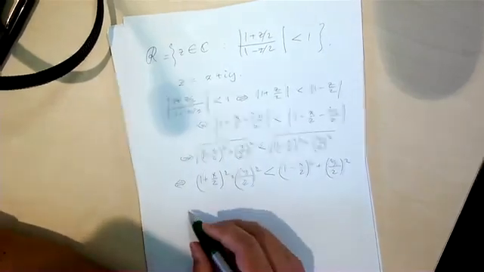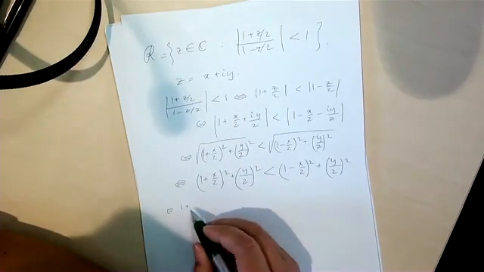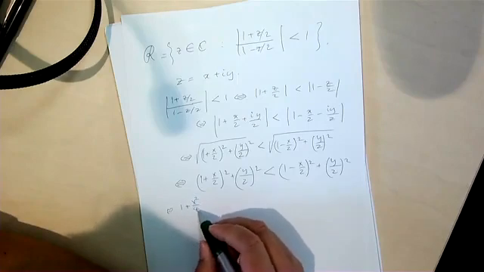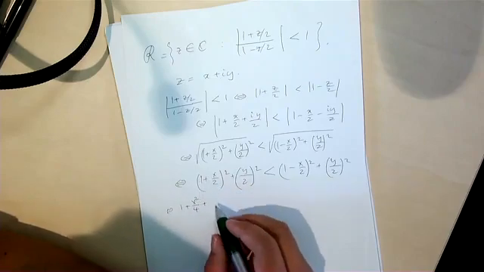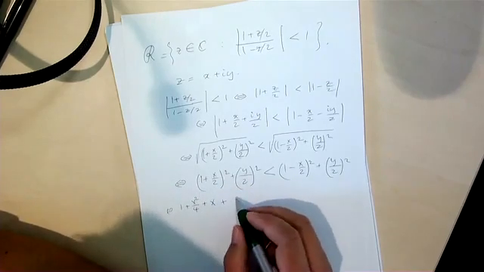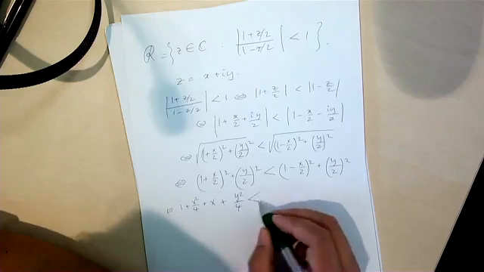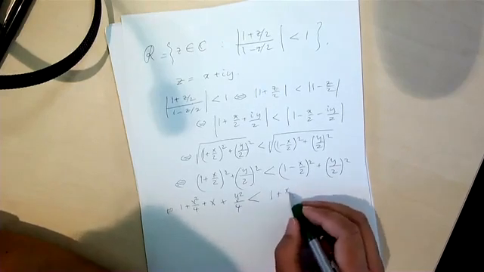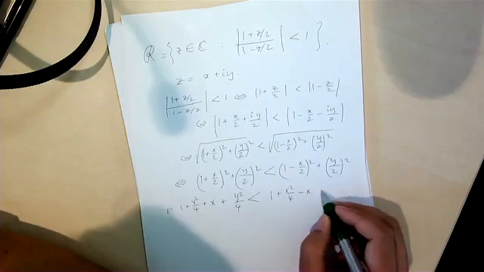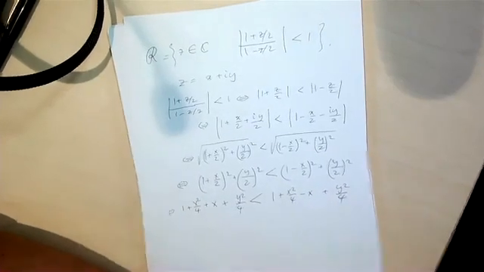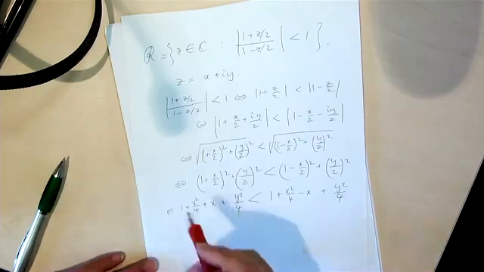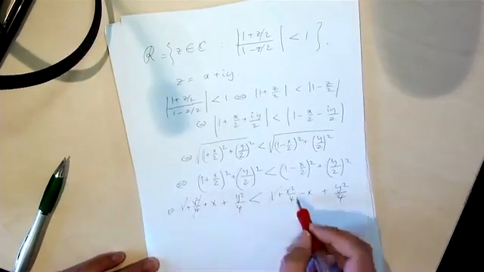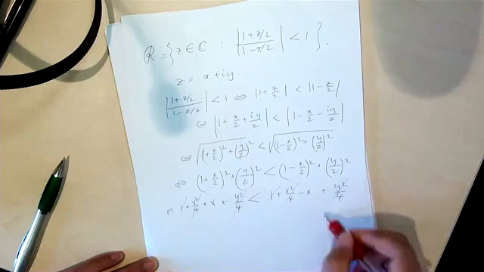If I expand it out, then this one gives me 1 + x^2/4 + 2 times x/2, which is x, plus y^2/4, less than 1 + x^2/4 - x + y^2/4. Now there's a lot of cancellation, right? The 1 here cancels, x^2/4 cancels, y^2/4 cancels.